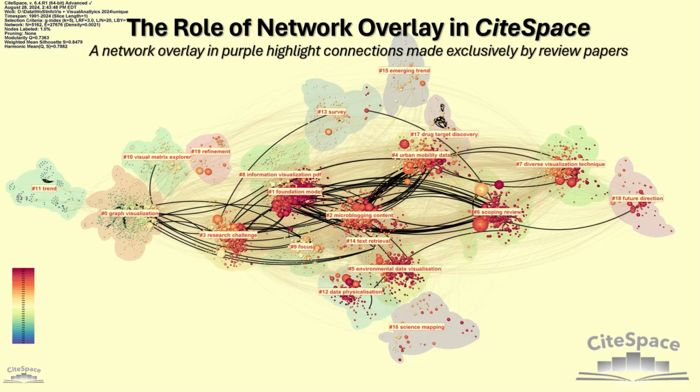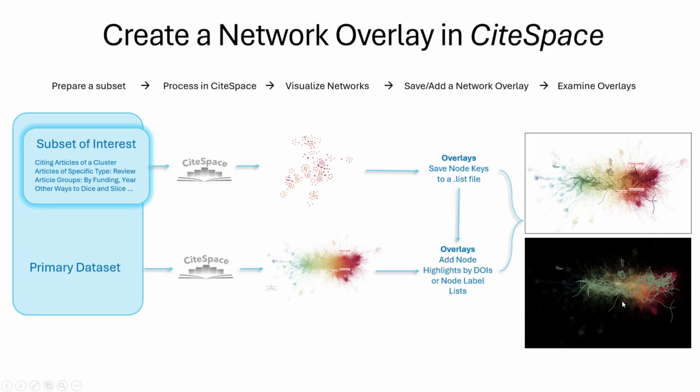In this video, we will explain the role of network overlay in CiteSpace and use scenarios in which using a network overlay can be useful. The process has a few steps. First, we need to have our datasets ready. A primary dataset and another dataset as the network overlay. Typically, the overlay network should have a substantial amount of overlap with the underlying network derived from the primary dataset so that the base network can provide a broader context for the overlay network.